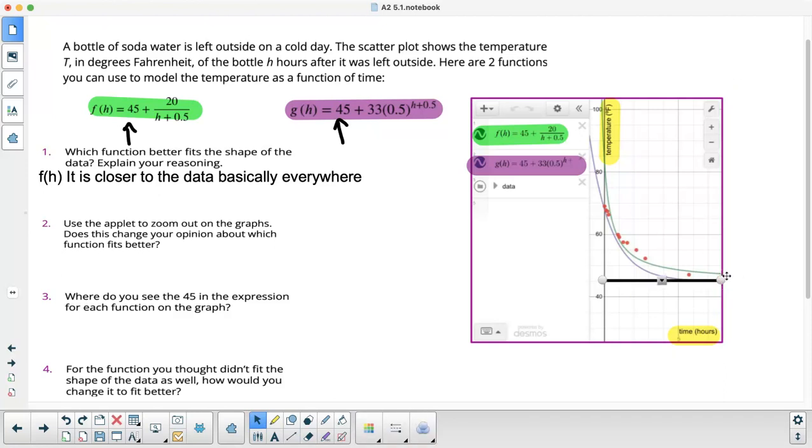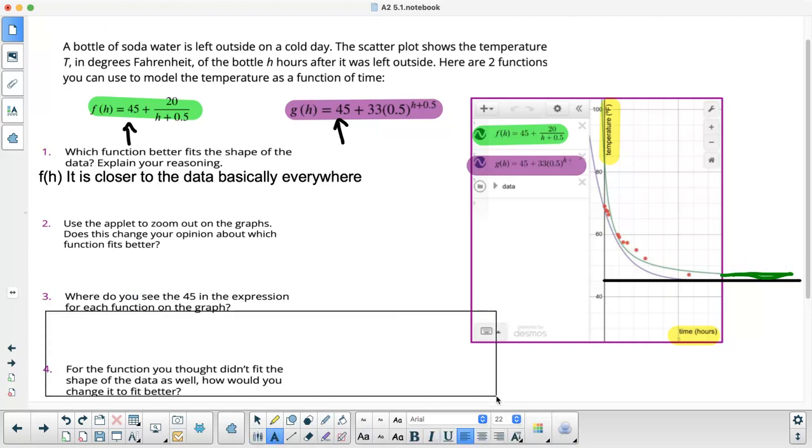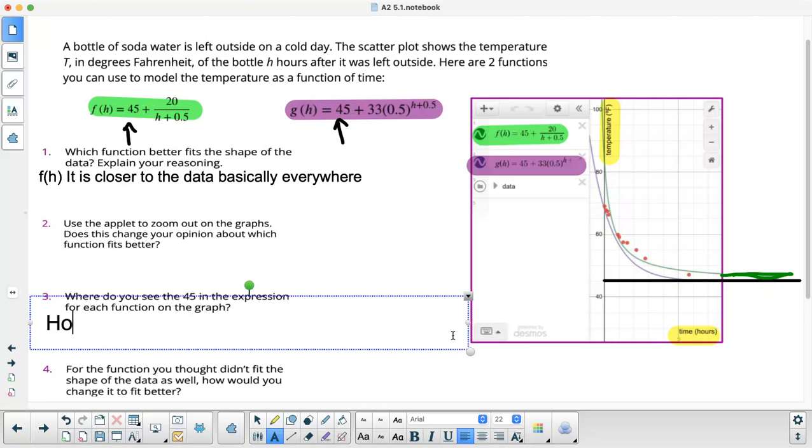So as I look there, it looks like a horizontal asymptote for both of these. Now the purple one, it definitely levels off a lot sooner. But if you look at the green, if I were to extend this graph, I think it's going to eventually level off. Okay. So my answer to that question, where to see the 45? It appears to be the horizontal asymptote.